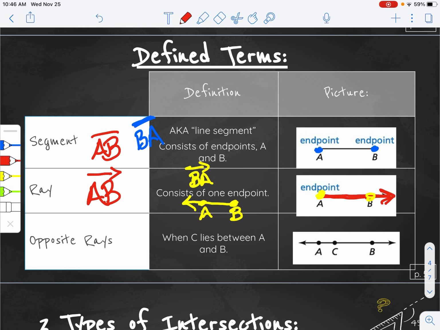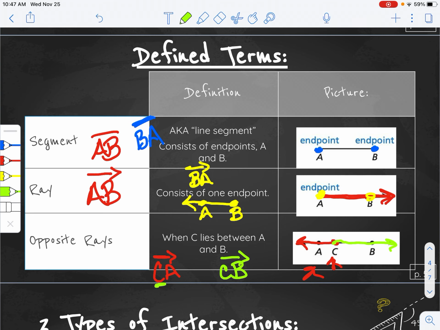Last one, opposite rays. If we have a line right here, like we do in this picture down here, and there are 3 points on that line, A, C, and B, where point C is in between A and B, we consider opposite rays to be starting at point C and going through point A, so we would label that ray CA, where it starts at C and goes through A. And then the opposite of that would be ray CB, where it starts at C and goes through point B.